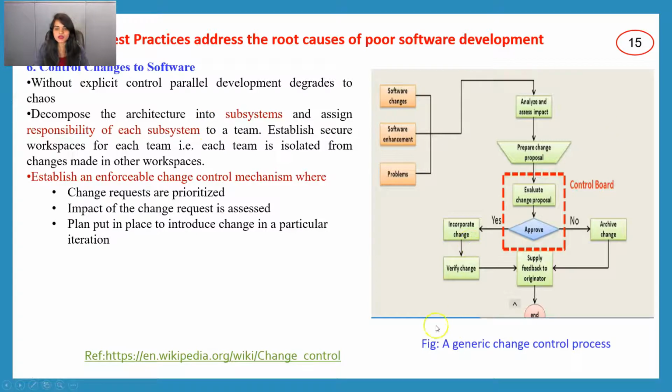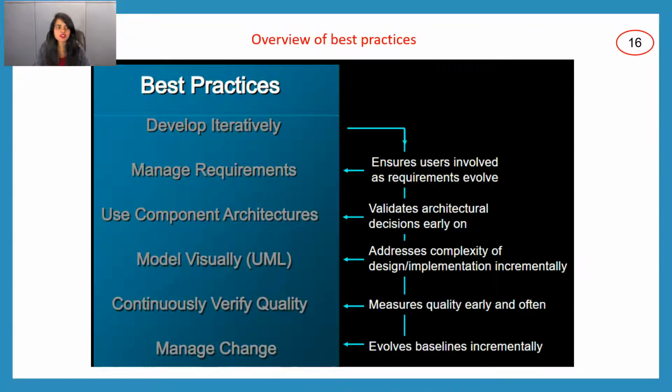This is a simple diagram of a generic change control process. Initially we have the software change and problems, then analyze and assess the impact and prepare change proposals, evaluate them, and incorporate them into the change. Then we need to verify, then supply feedback, and if the process is not ended, we have a continuous feedback chain. So change control is also very important and it is also one of the best practices. The best practices are commonly: develop iteratively, manage requirements, use component architectures, model visually, continuously verify quality, and manage change. These are the main components of the best practices and their corresponding activities and functions.